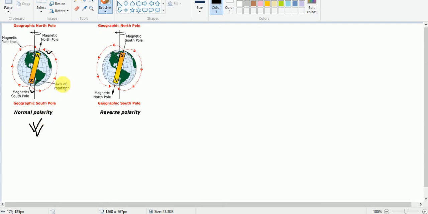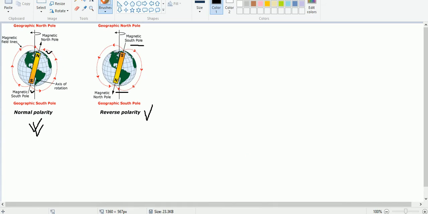And here this is the case of reverse polarity. It is reversed here. On the top we have the south magnetic pole, and at the bottom we have the north magnetic pole. So this is the case of reverse polarity.